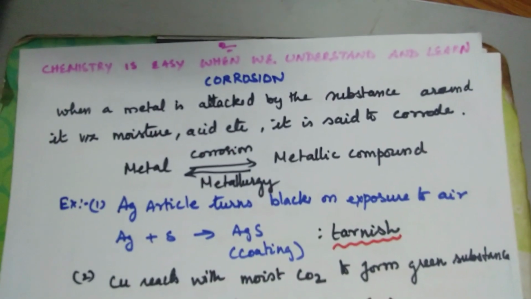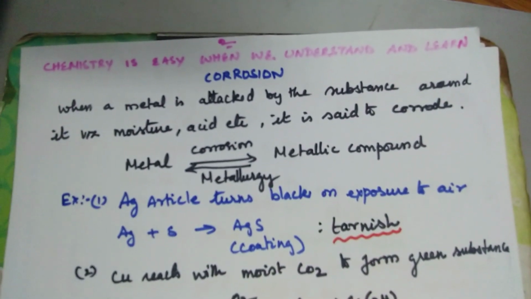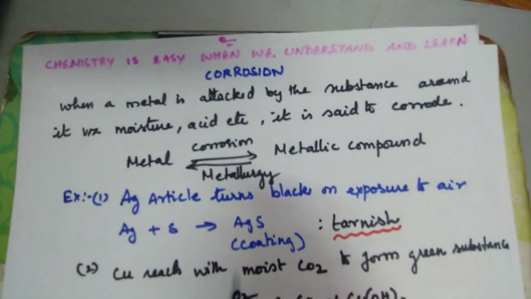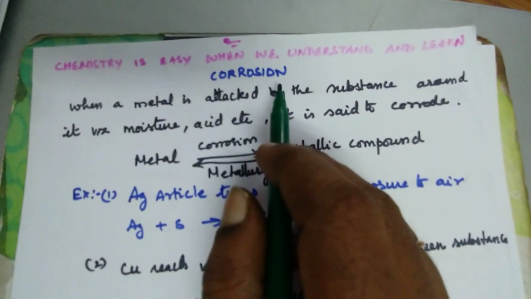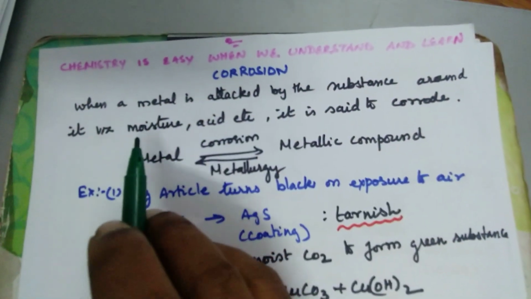Hi students, chemistry is easy when we understand and learn. Today we are going to see a topic, corrosion. It is a small topic in CBSE. Let us see what it is.